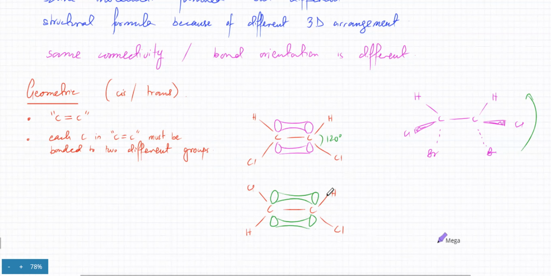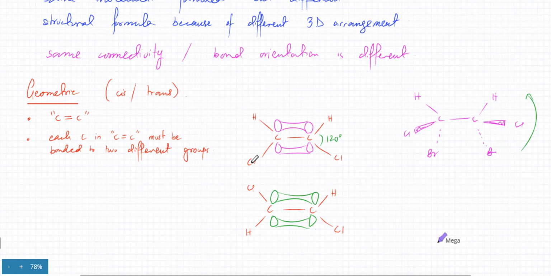Okay, so the molecule is going to be locked in position. Is this clear? What's going to happen is that there's going to be a double bond, and each carbon atom in the double bond over here must be bonded to two different groups. Because if they're bonded to the same group, then changing position, whether it's pointing upwards or downwards, wouldn't really matter, because they would be exactly the same.